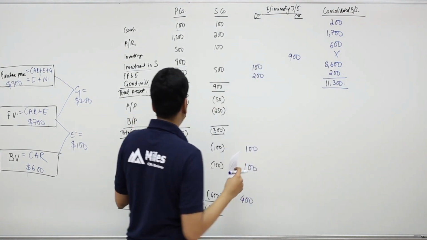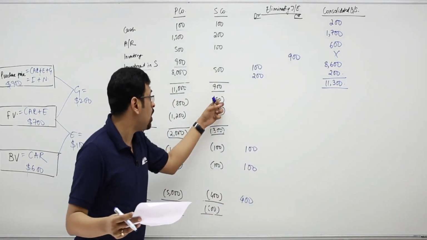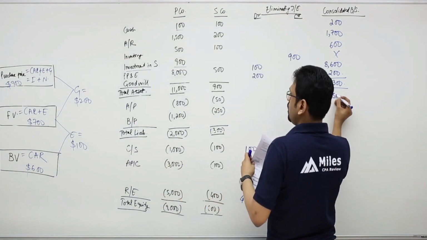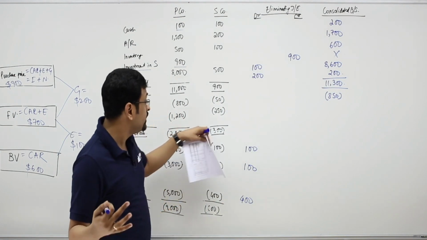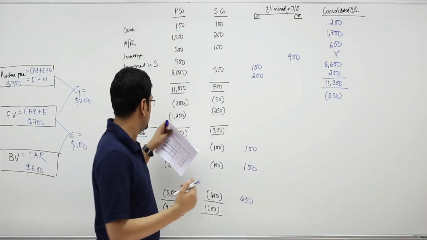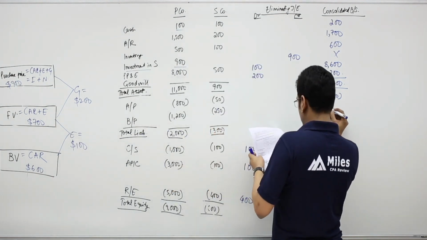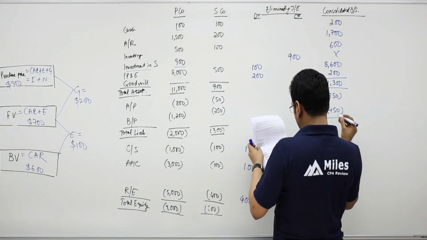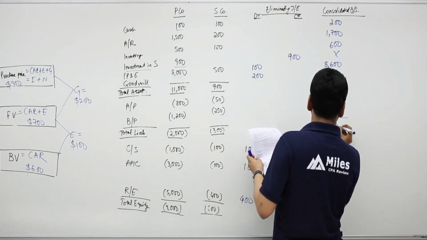Then looking at the liabilities, my payables, your payables, our payables, $850. My bonds outstanding and your bonds outstanding, that's our bonds outstanding. We're bonding together. $1,450. That gives us total liabilities of $2,300.